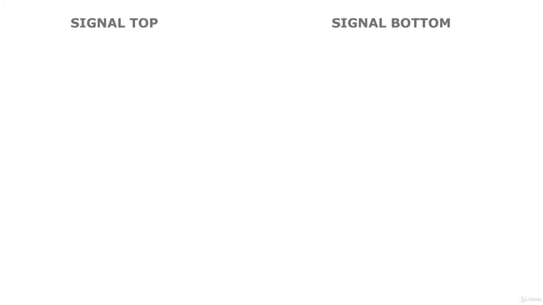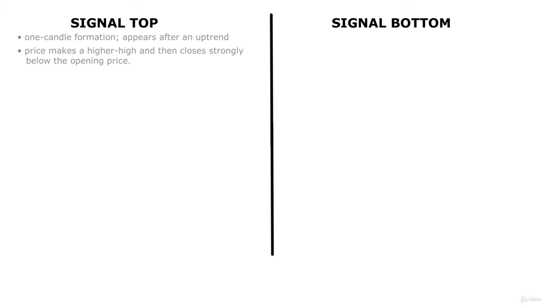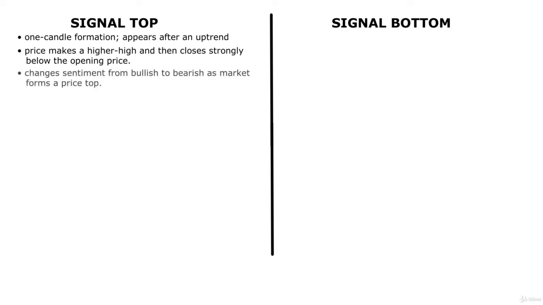Okay guys, the patterns we are studying here in this lecture are called the signal top and the signal bottom, which consists of one candle each. A signal top is defined as a candle where market posts a higher high than the previous candle and then closes much lower than the opening price of the candle. It is a very powerful indicator of a top formation, hence indicating sellers entering in large numbers.